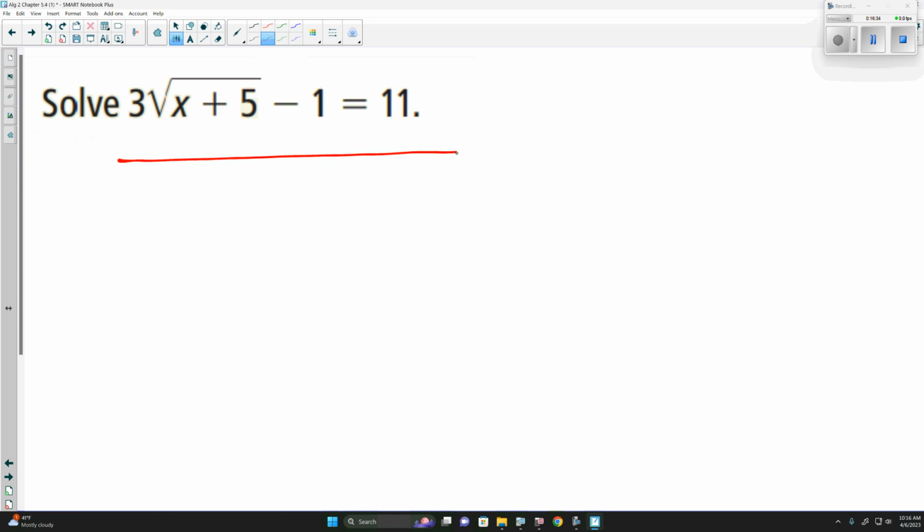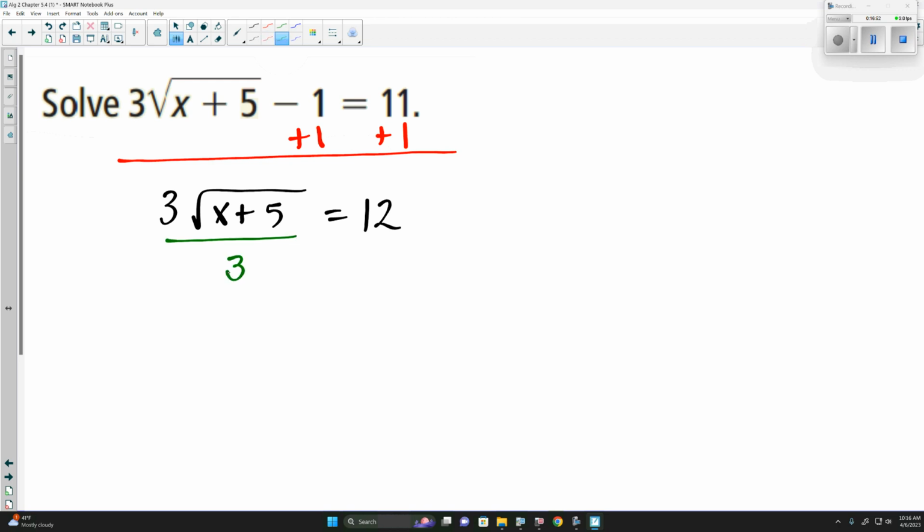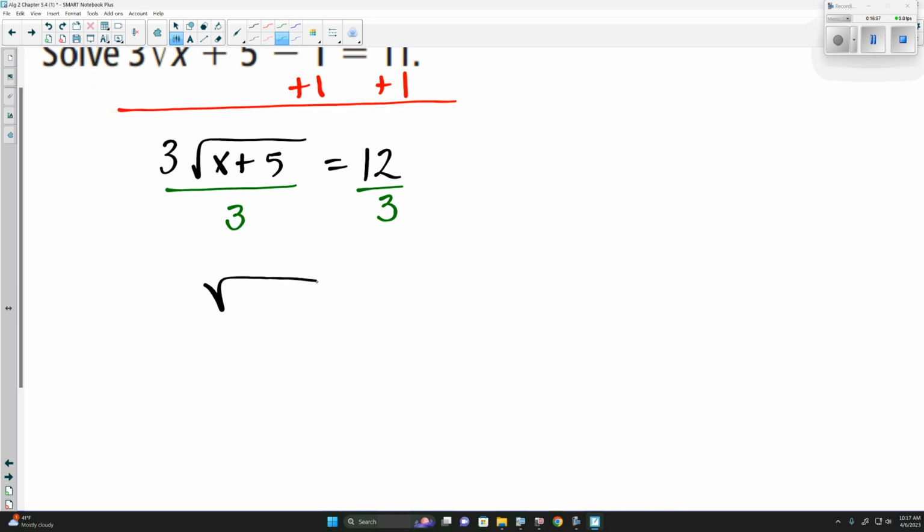So we can add 1 to both sides, telling us 3 square root of x plus 5 is equal to 12. Then we would divide both sides by 3, telling us the square root of x plus 5 is equal to 4. So it takes us through step 1.